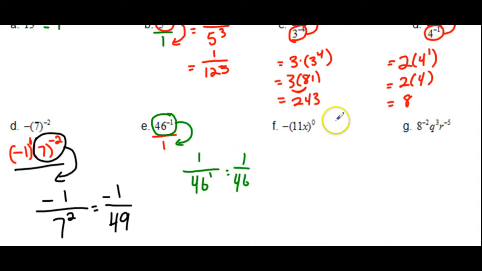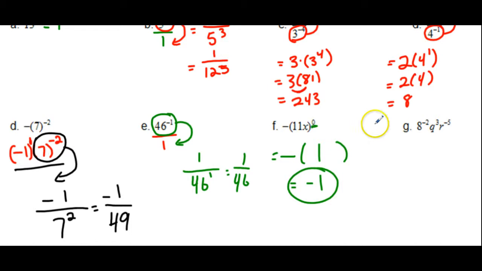Alright? So, here, same thing as kind of like this one right here. This negative is on the outside, so worry about this negative later. We have negative, right? 11x raised to the 0. This whole thing raised to the 0. Anything raised to the 0 is going to be 1, right? So this whole thing is going to equal negative 1. Alright, simple as that. Anything raised to the 0 power is going to be 1.